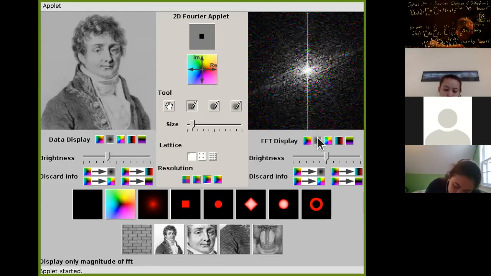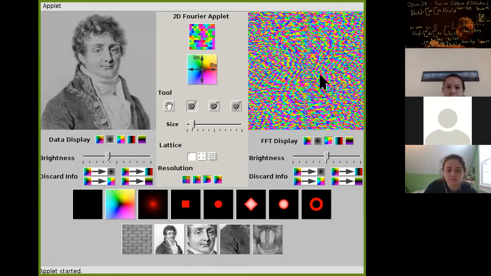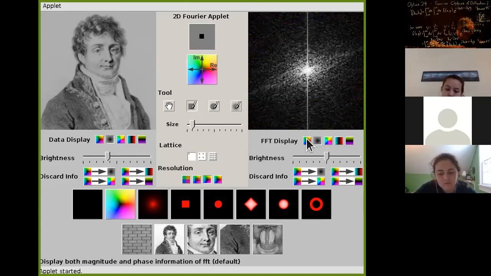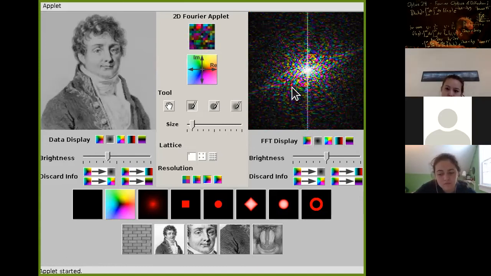If I were to just look at the magnitude of the Fourier transform, by only displaying the magnitude as black and white, there seems to be a little bit less information. If I were to display only the phase, setting all the magnitudes to one, you can see there's a lot of stuff going on here. If I were to display only the real parts or only the imaginary parts, it's maybe less interesting here for now. Here I'm displaying the magnitude and the phase, so the pixels are different brightness and they're colored. And that's what happens if I start discarding information.